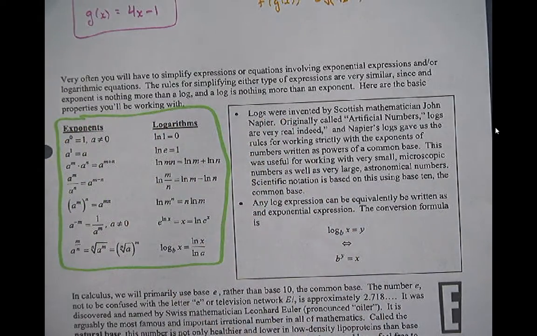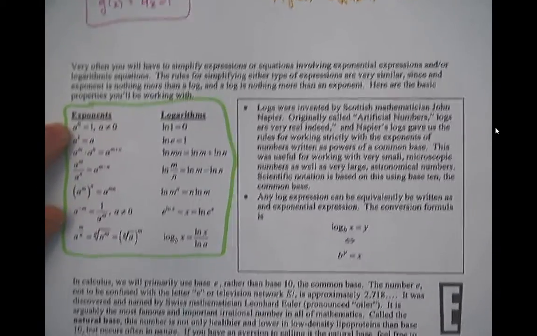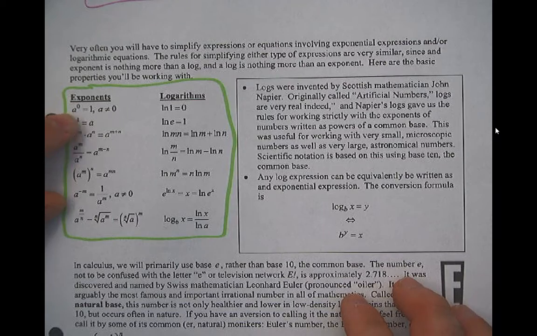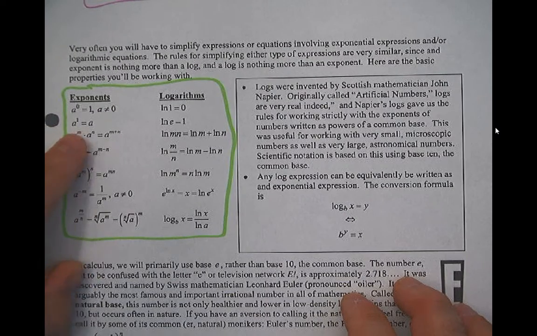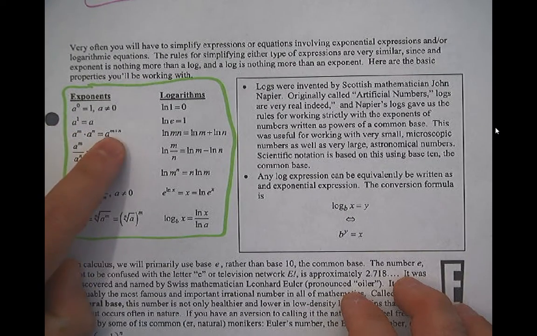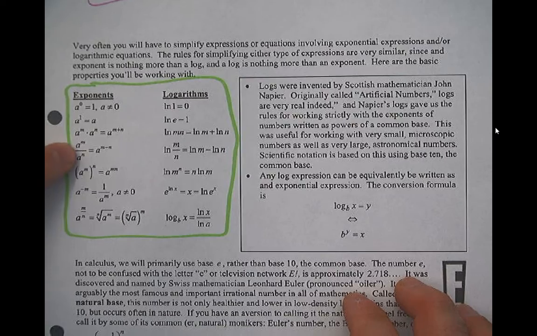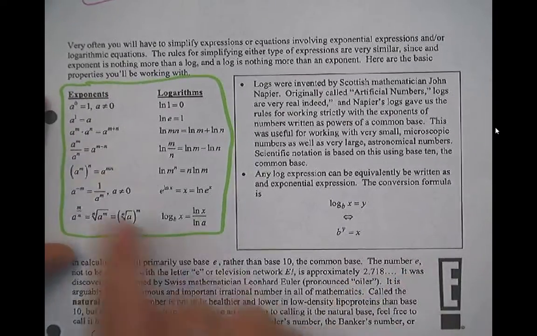For instance, you already know that anything to the 0th power is 1. Anything to the first is the same thing, right? A to the first is still A. Things with exponents multiplied together, you can add the exponents. Division, you can subtract them. And then you get into the log ones.